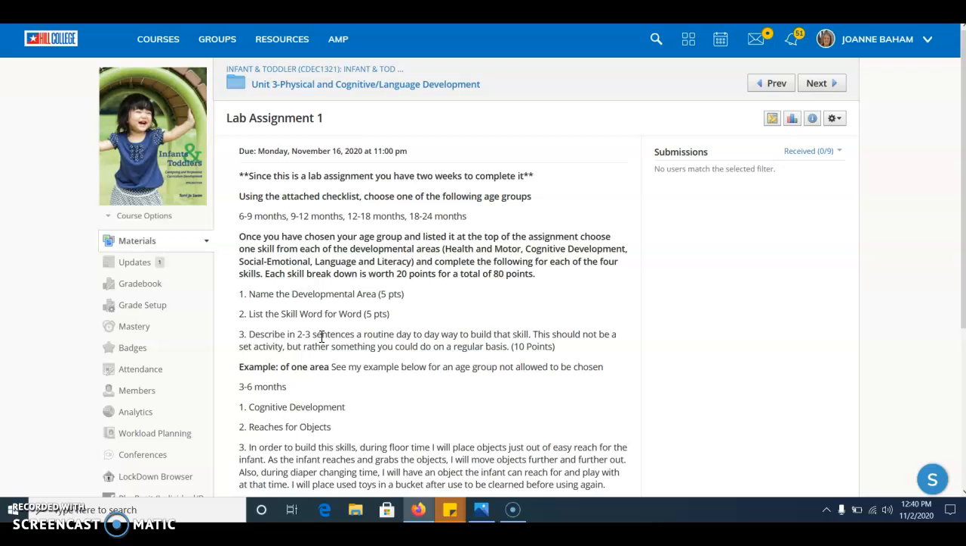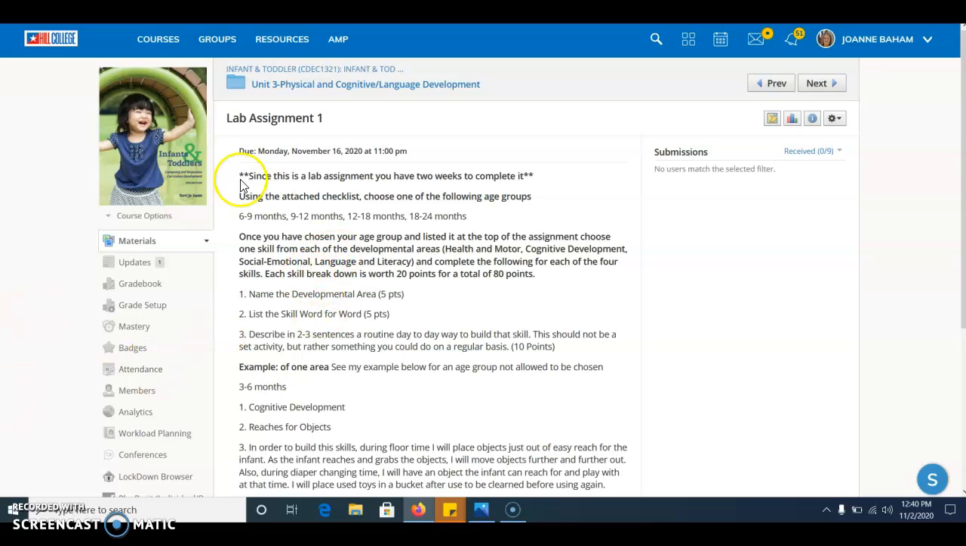Number 2, list the skill word for word. And you're going to see my example down below. Number 3, describe in 2 to 3 sentences a routine day-to-day way to build that skill. Don't give me a one-time activity. This should be something that you can do in the daily running of your classroom, your home, whatever program you're working with kids. How could you build that skill?